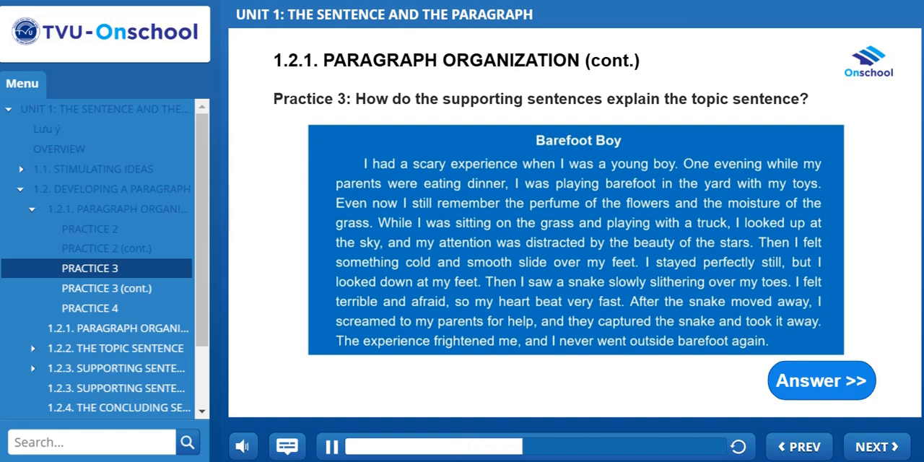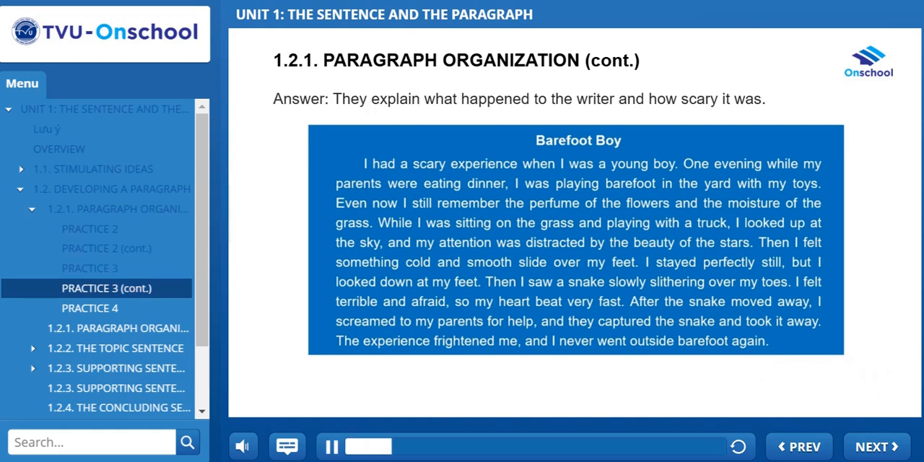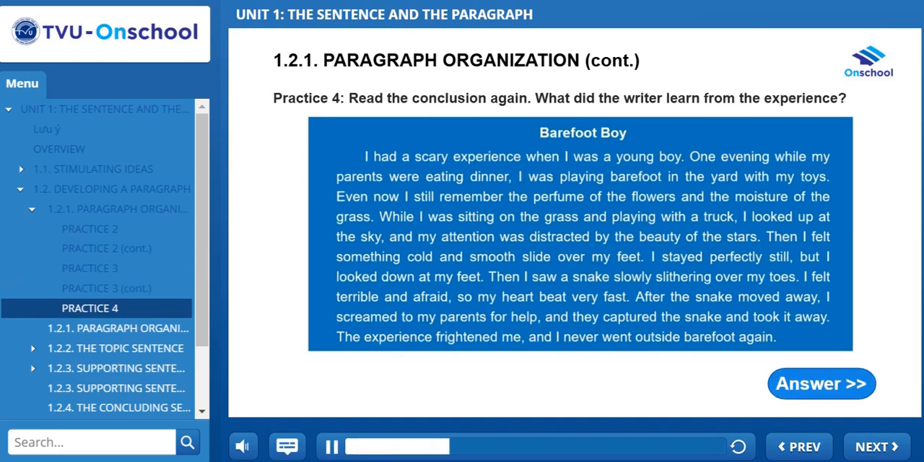How do the supporting sentences explain the topic sentence? As you can see, the supporting sentences explain what happened to the writer when he was playing on the grass. A snake slithered over the toes. The supporting sentences also tell you how scary it was to the writer. According to the paragraph, the writer felt terrible and afraid. The next practice is reading the conclusion again and answering the question, what did the writer learn from the experience?